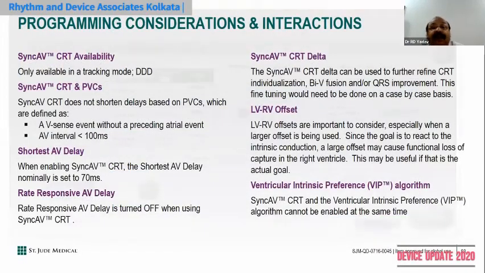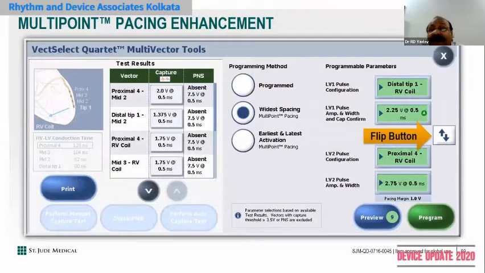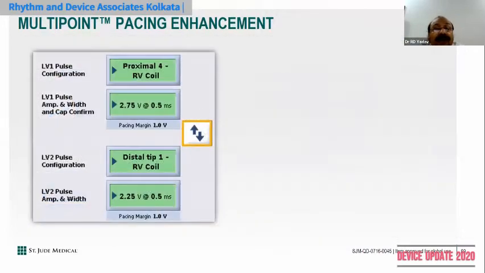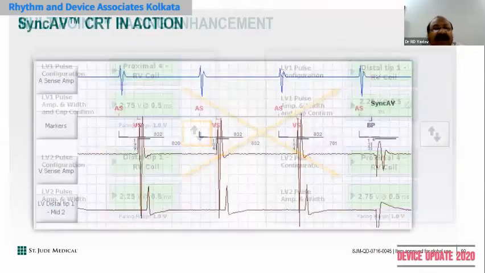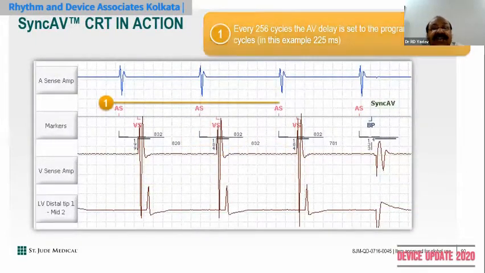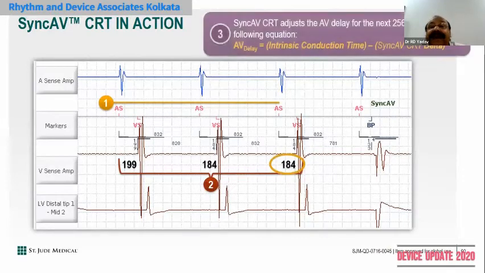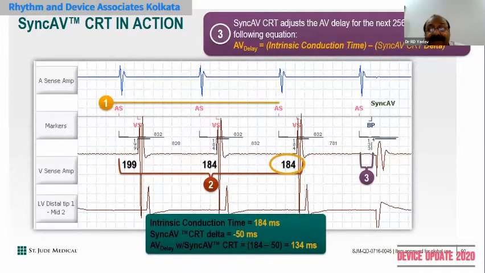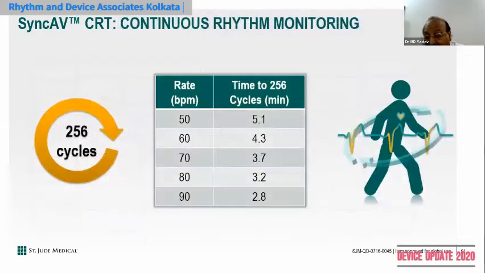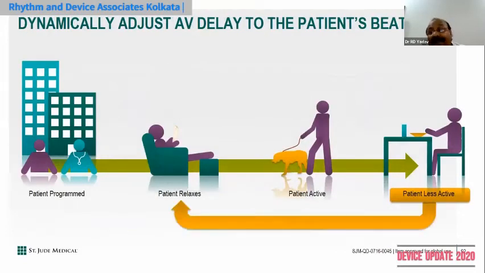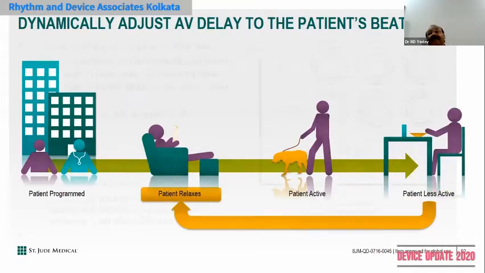Then this is the programming, and it has been found to be quite beneficial. I'm not going to go into detail here. It's a very easy system, easy to adjust. So every 256 beats, it's measured again. And now the average of this, whatever SyncAV delta you have fixed, say minus 50 milliseconds, it will be minus 134 milliseconds is the optimal AV interval. If you fix it, it will automatically adjust for the patient.